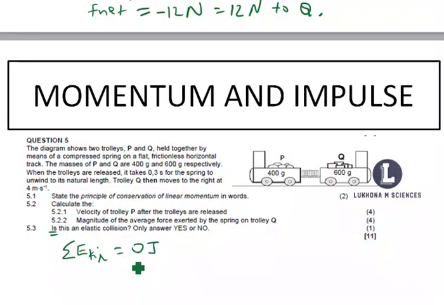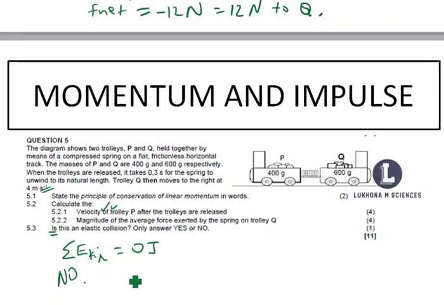Then after releasing them, they move apart. The one moves with the speed which is 4. The other one moves with the speed calculated up here, right? Meaning that the kinetic energy of the trolleys changed. It's no longer 0 joules. Therefore, the collision is inelastic. So the answer here is no.